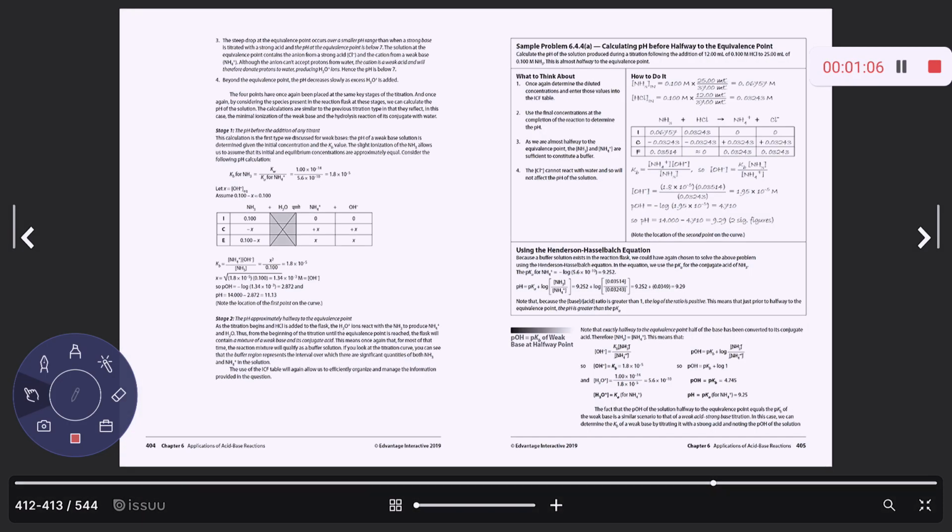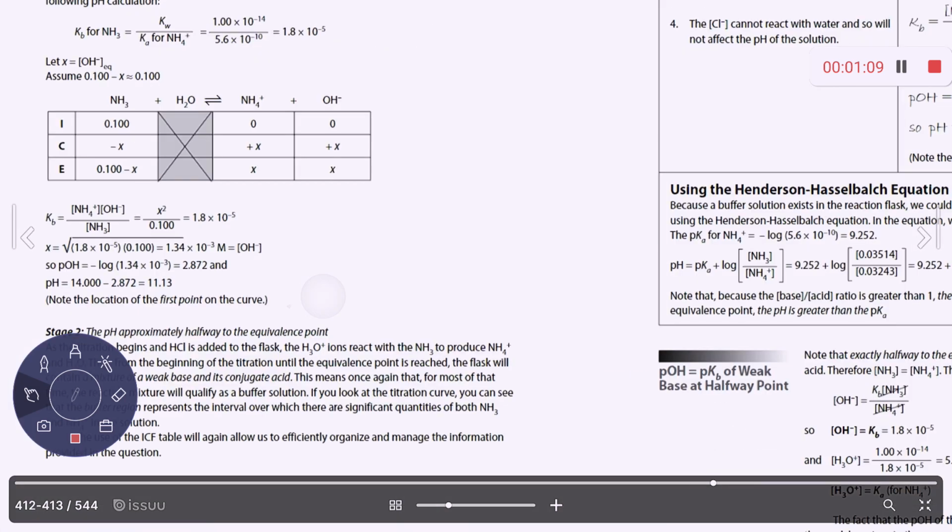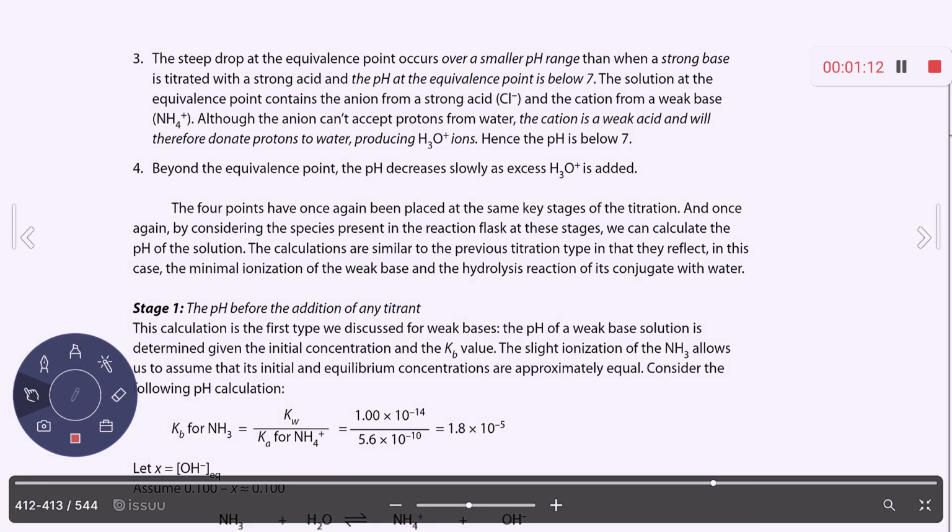Okay, so what am I looking for? The cation. The cation from the salt is a weak acid, and it's going to give protons to water. That's how you produce hydronium ions. That's how you get your pH to be below 7. Okay? That's pretty much all I'm highlighting on that page.